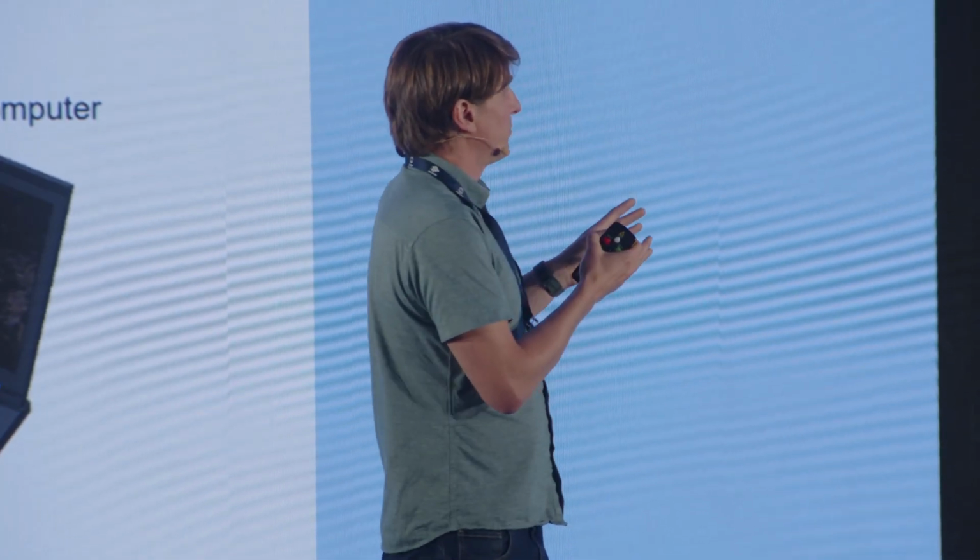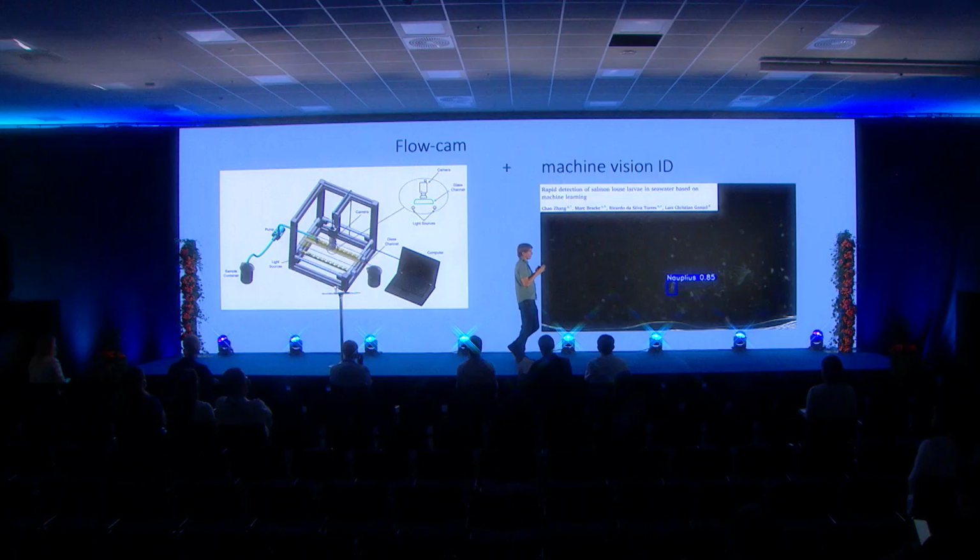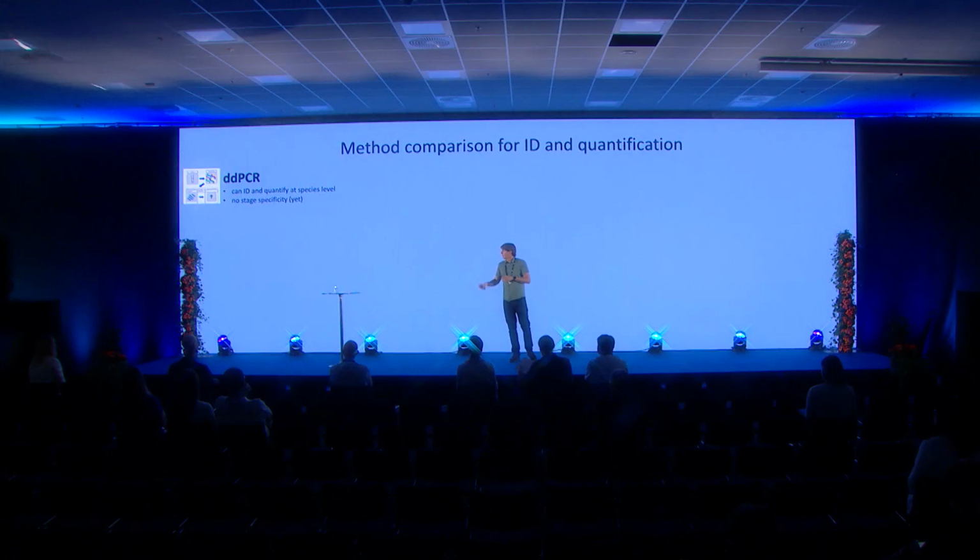Now, if we want to look at these in more detail, we want to look at the difference between nauplii and copepodites. And in order to do that, we're using some FlowCam and machine vision technology that's being developed at NTNU Ålesund by our collaborators. And they have a really effective method of determining the larval stage that we're seeing in our samples using this technology. Now, the ddPCR is really good at species-specific detection. It's not so great at stage-specific. We're working on that, but it's not quite there yet.